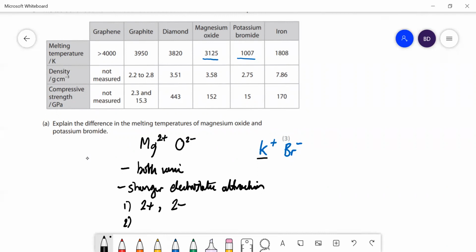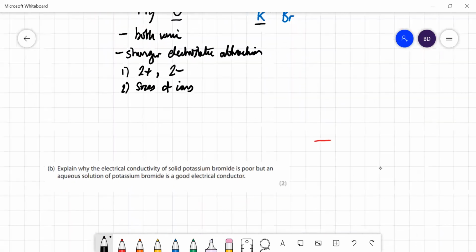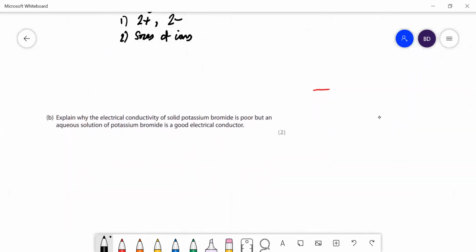Also, the oxide ion is going to be a lot smaller than the bromide ion, because oxygen is in period 2 and bromine is in period 4. So there are more shells of electrons, and it's going to be much bigger. So the charges on the ions and the sizes of the ions matter. The smaller the ions are, the closer they can approach each other, and the stronger the electrostatic attraction.